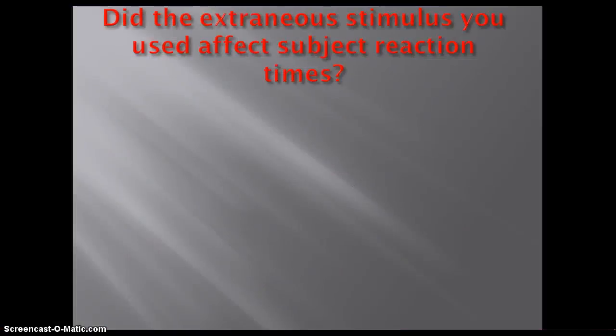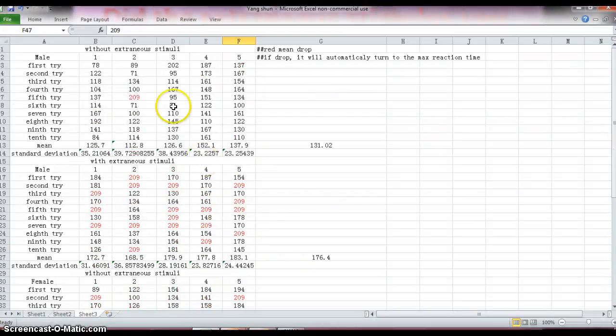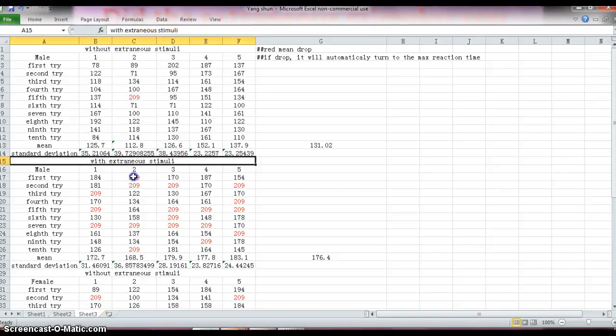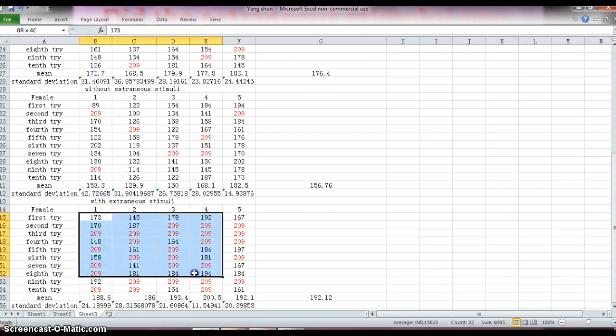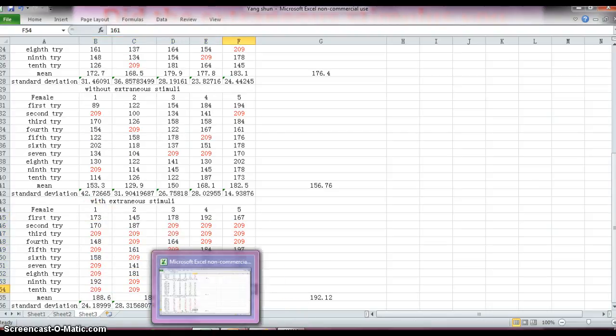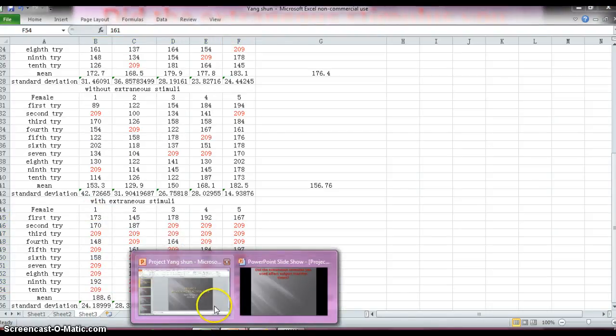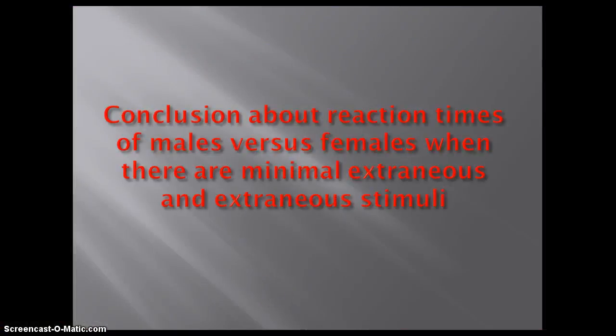Did the stimuli you use affect the subject's reaction time? I think so, because you can see that without the stimuli just one person dropped. With the stimuli, some people dropped many times. Also for the females, there are a lot of drops with the stimuli. So like I mentioned, the males are faster than the females.